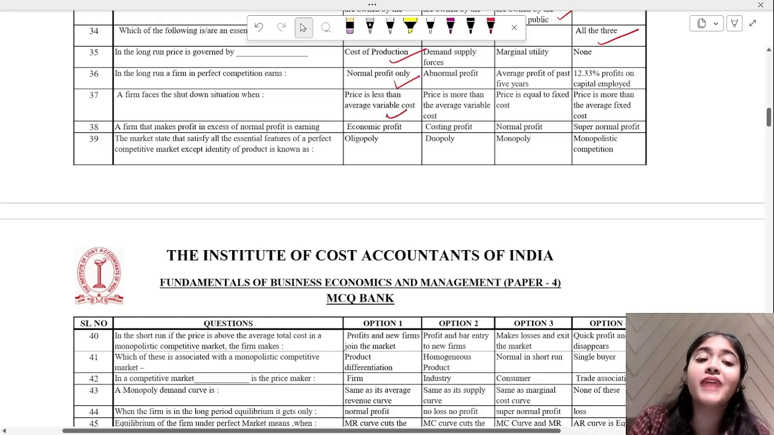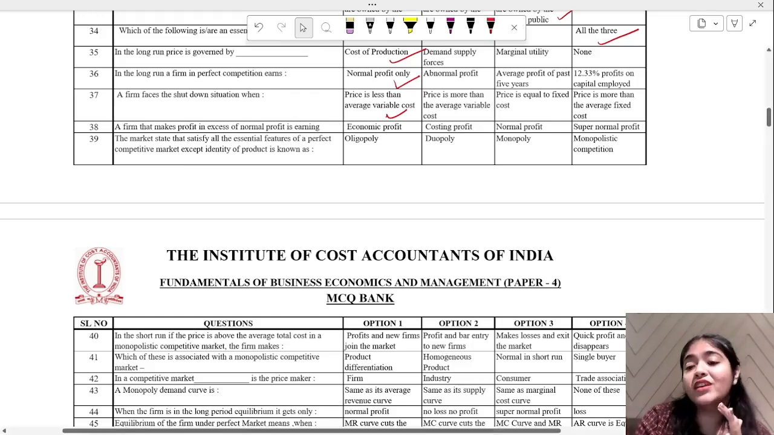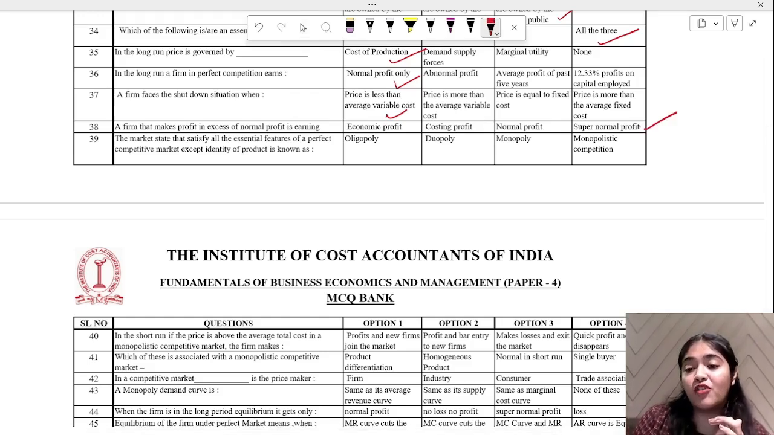Right? A firm that makes profit in excess of normal profit is earning economic profit, costing profit, normal profit, or supernormal profit. Yes, more than normal profit they are earning, that means your supernormal profit, option number D. The market state that satisfies all the essential features of a perfectly competitive market except identity of product is known as what?